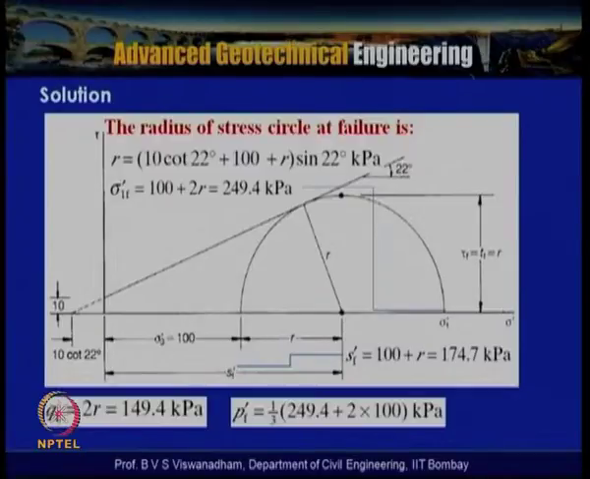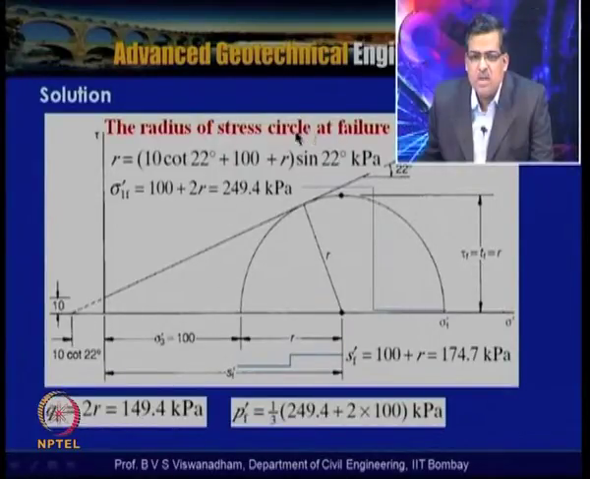Now, from the given data, the cell pressure was given as 100 kilopascals, and the Mohr Coulomb failure envelope was given in the problem. So we have drawn the Mohr Coulomb failure envelope, with tau on the y axis and sigma dash on the x axis. Here this ordinate is 10 kilopascals, which is the cohesion ordinate, and 22 degrees is the friction angle. We know that sigma 3 is 100 kilopascals, given at this point. Now the radius of the stress circle at failure can be obtained like this.